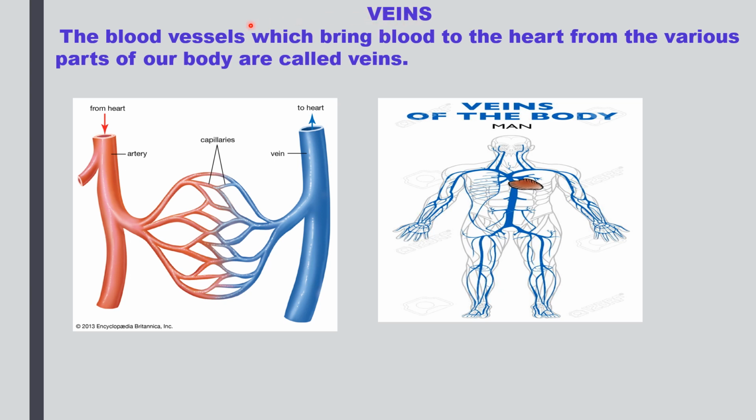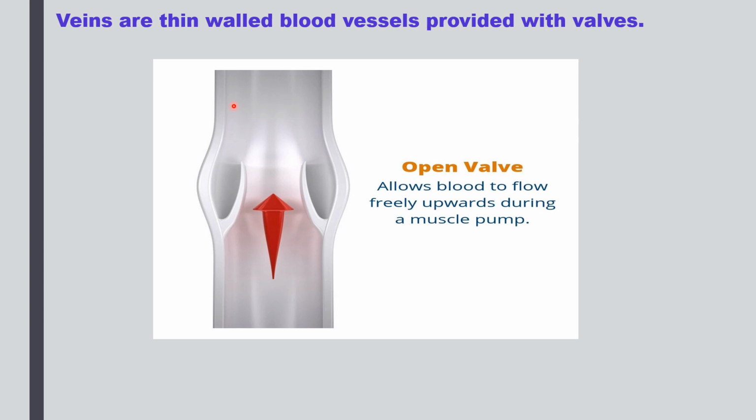Veins. Veins are the blood vessels which bring blood from the different parts of the body to the heart for purification. So the blood vessels which bring blood to the heart from the various parts of the body are called veins. Veins have thin walls and also less muscular walls. The walls are non-elastic, so they are rigid walls. You will find that veins have valves in their inner lining to prevent the backflow of blood.